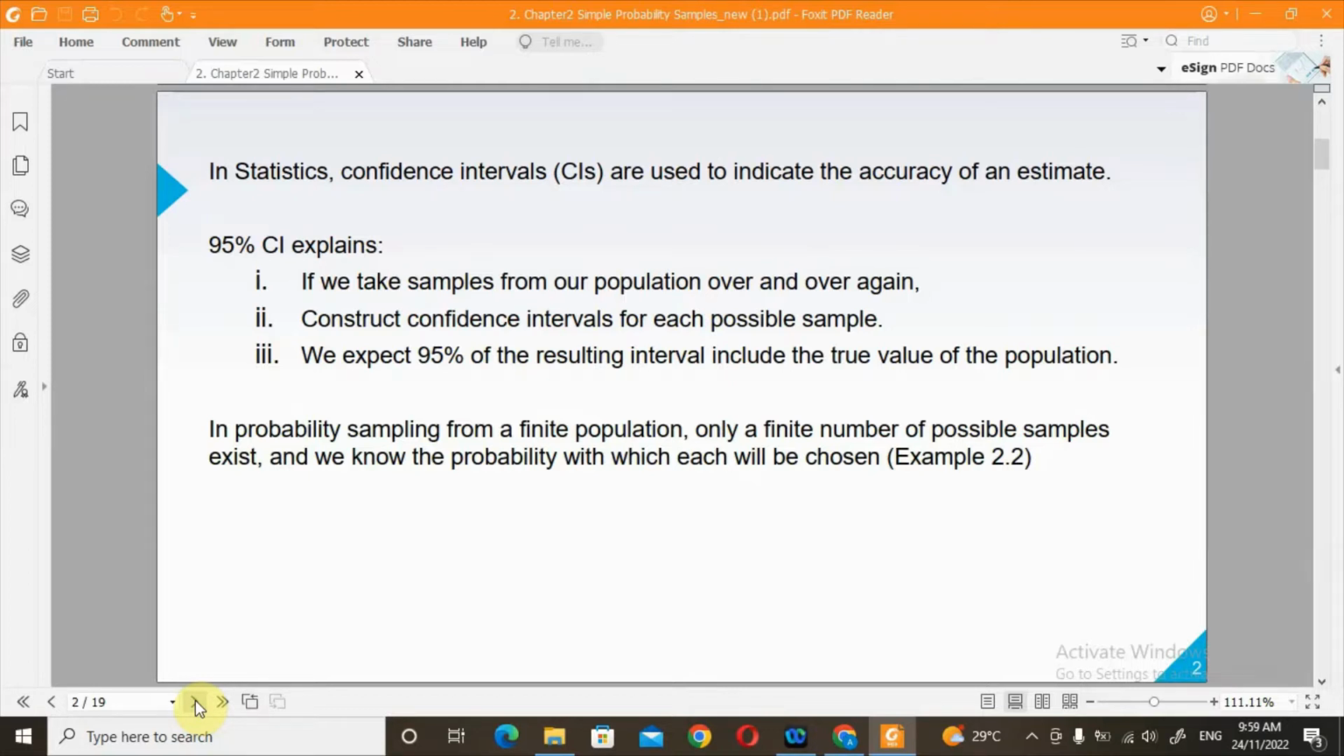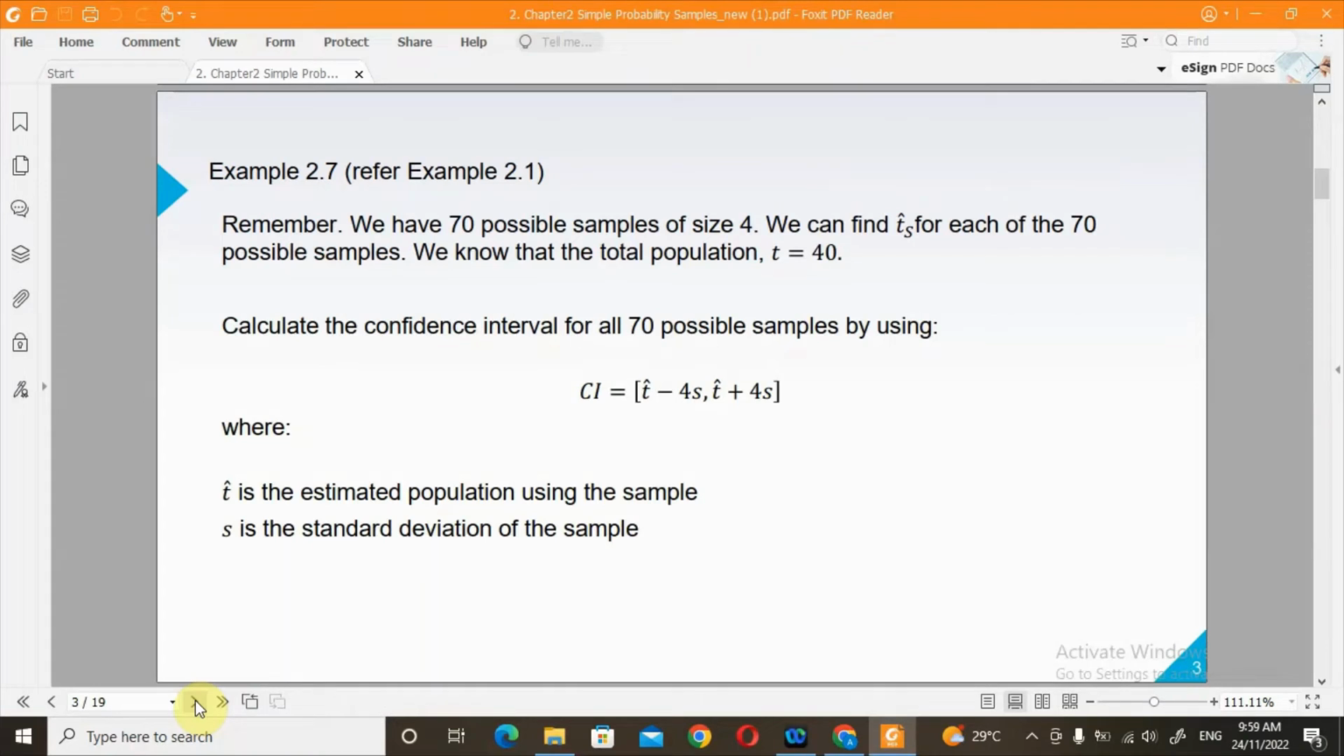Then in this case, we are also able to calculate the confidence interval for each of the 70 possible samples, right? Maybe it is in example 2.1. I do not really remember. You can check again whether it is from example 2.1 or example 2.2.